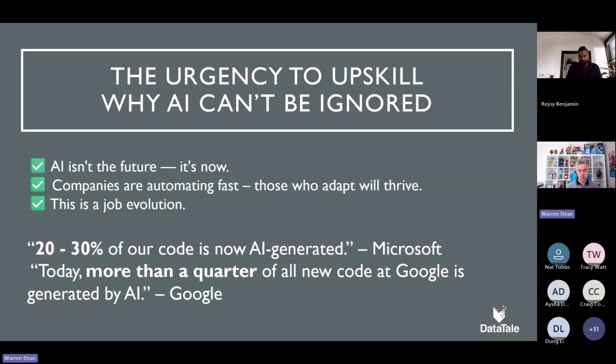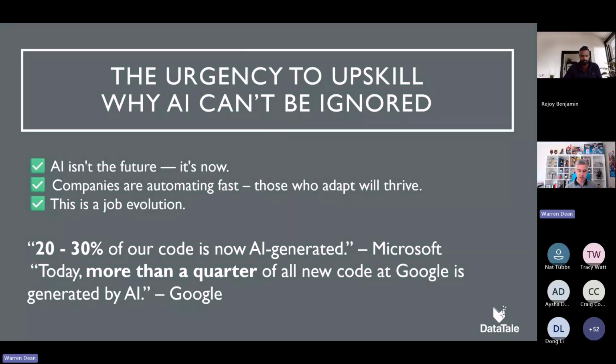Now, if you've been reading the news, watching the news on YouTube, however you consume your news feeds, Microsoft, Google, all the big companies are changing the way they work due to AI. So these are 2 quotes from Microsoft and from Google. Microsoft have said 20 to 30% of all their code is now AI generated. And Google says more than a quarter of all their new code is generated by AI. So this is a massive shift.